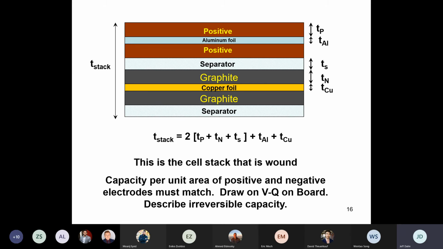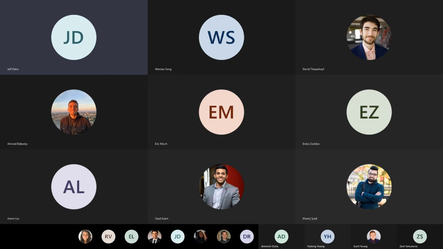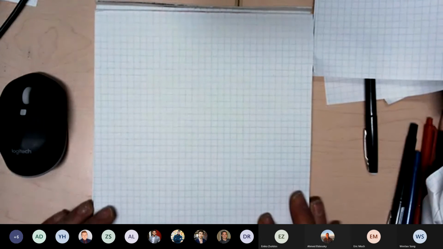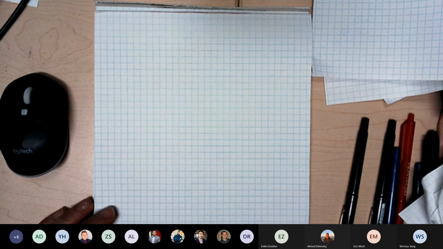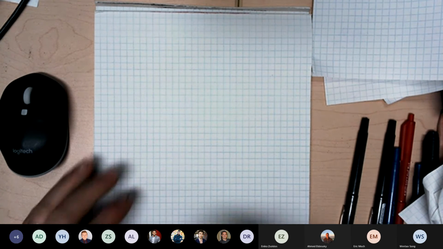So now let's talk about cell balancing on my document camera. So let's try to get the document camera. Oh my, how do we do that again? Okay, so there's the document camera. I hope you can see it. Is it true? Yep. Yes.